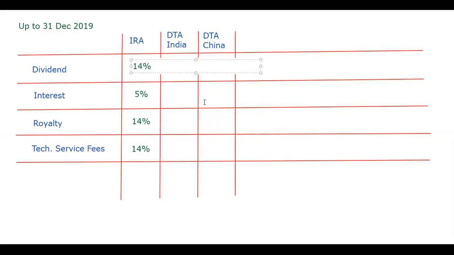Right. Then as per the DTA with India, you can say what the rates are. Now, as per the India treaty, what are the rates? Dividend, what is the rate?